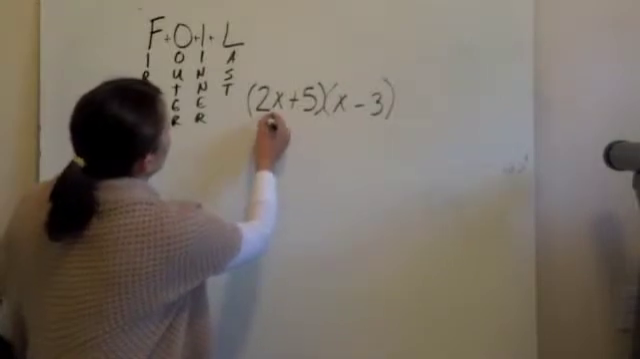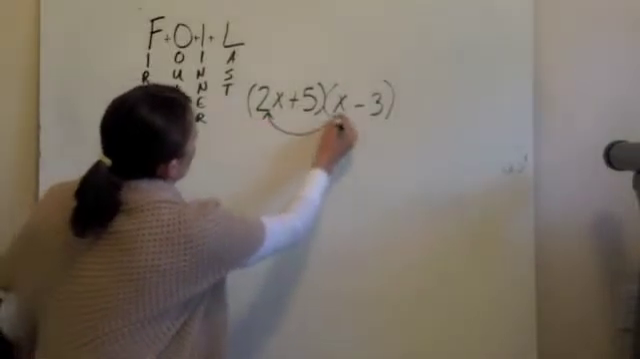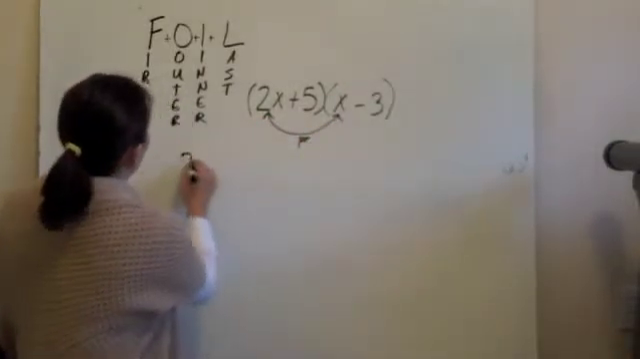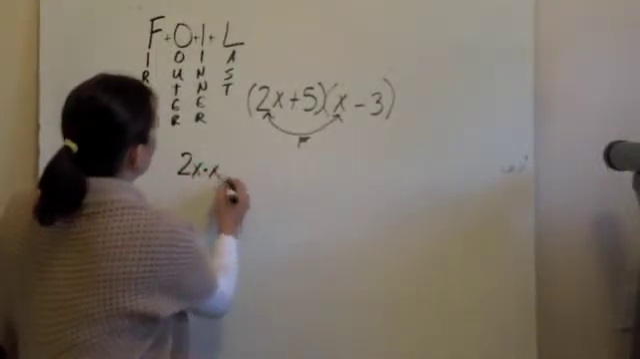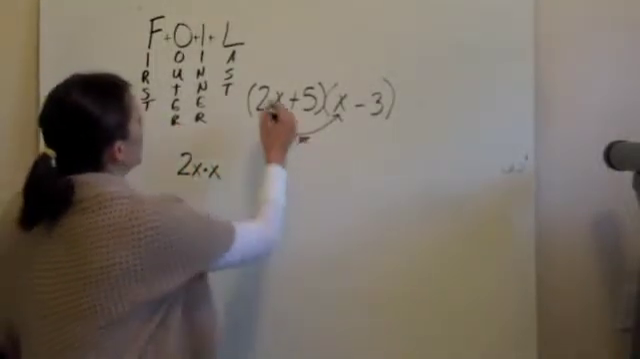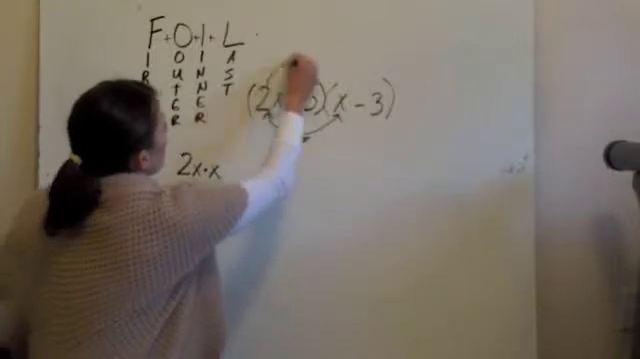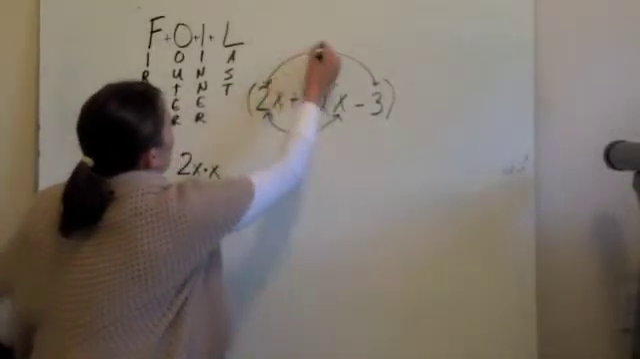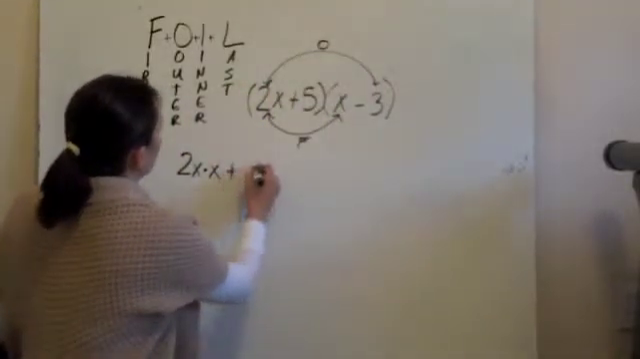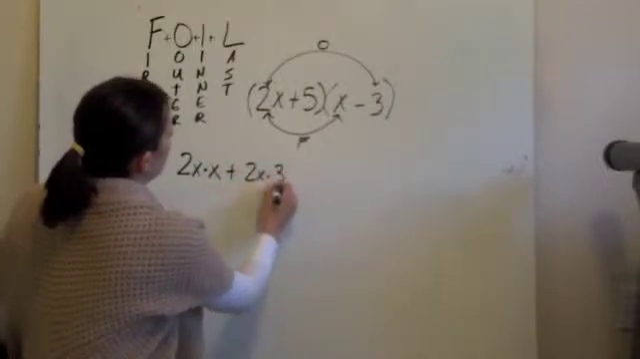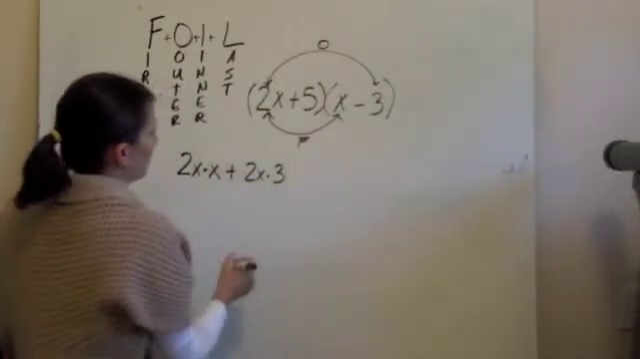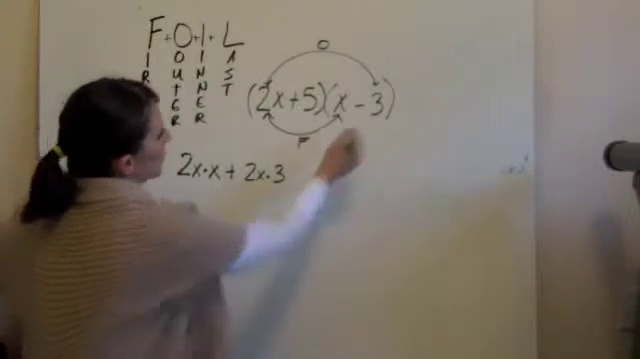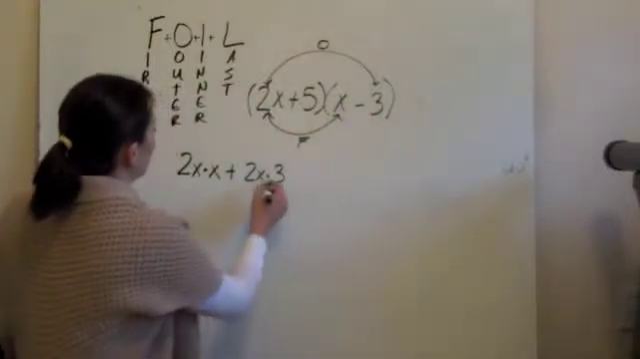So the first thing we do is we multiply the first terms. These two are the first terms, so 2x times x. Then we multiply the outer terms. So this and this are our outer terms, so plus 2x times 3. But this is a negative 3. Okay, so we got to make sure we keep this sign here.